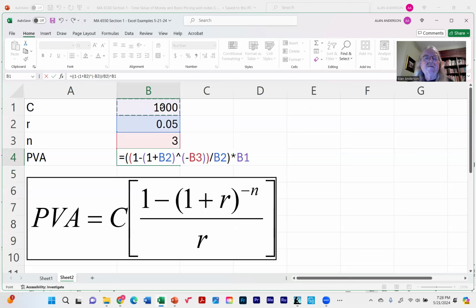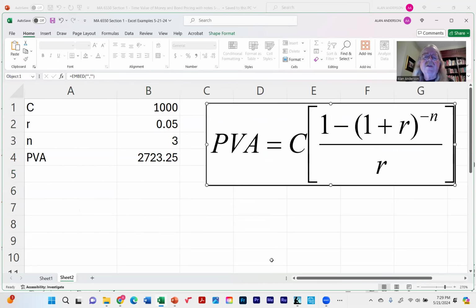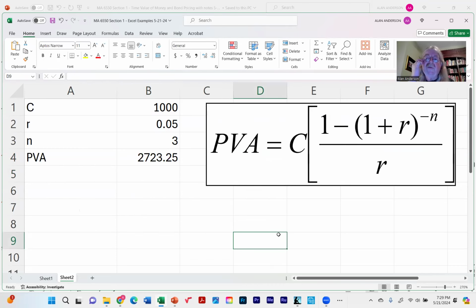And then finally, we have times C. Now, that's got to do it. That's it. Okay, great. Now, how do I know that, by the way? Because we're going to withdraw $3,000 from this account, 3 years of $1,000 each. So this PVA has to be less than $3,000.